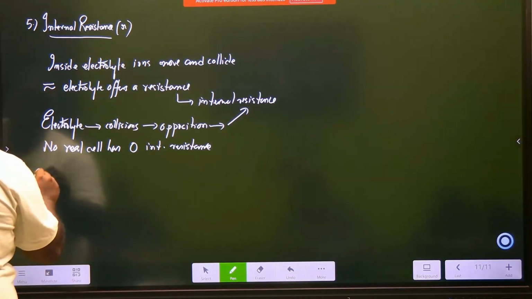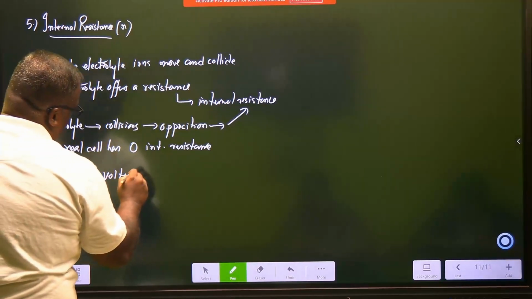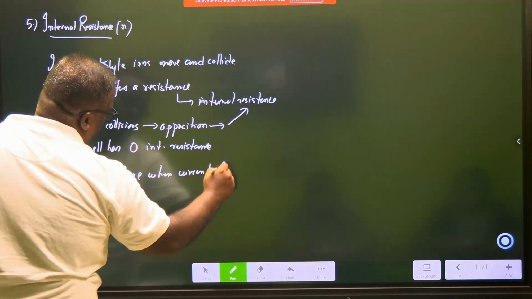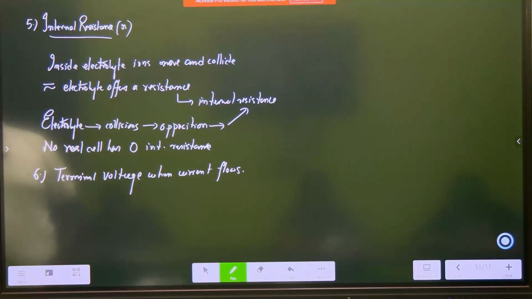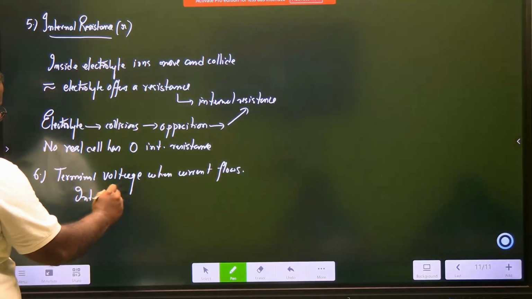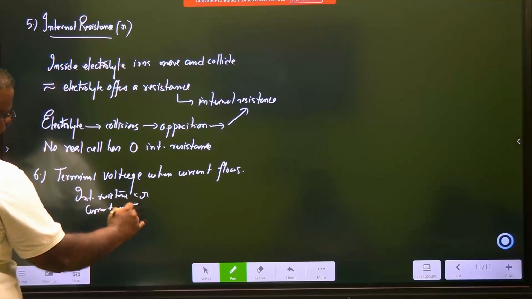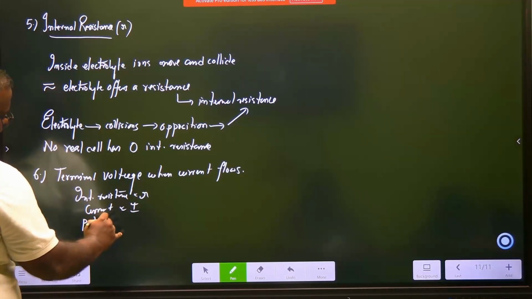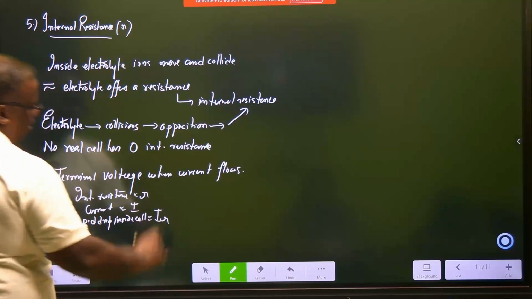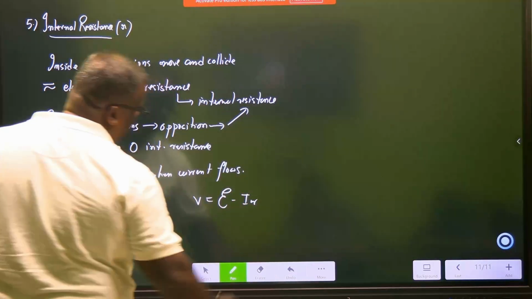Okay. Now 6. Terminal voltage when current flows. Previously you saw when there was open circuit. At open circuit, E and V are same. Now here we will have internal resistance, which is equal to r. The current is equal to I. The PD drop inside the cell will be equal to Ir. Therefore, the terminal voltage will become E minus Ir.